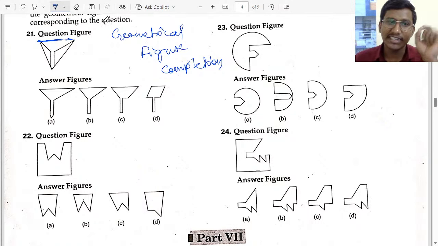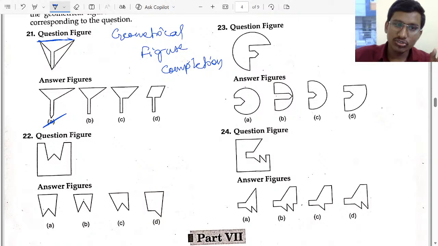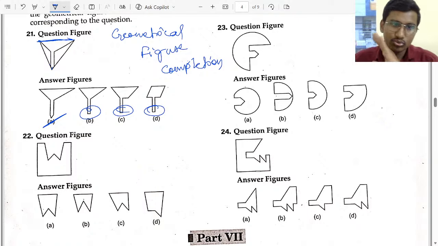So if it is a triangle, tell me what will be the answer. Type in the comments. Yes, yes, everyone is typing. Very good. So what will it look like? That is answer option A. It will look like answer option A, because here it is a little sharp, right? So it is blunt, here it is not possible. So not B, C, D, only option A for the 21st question.